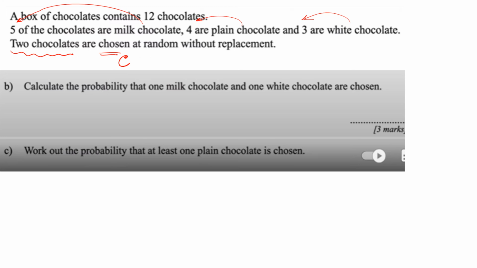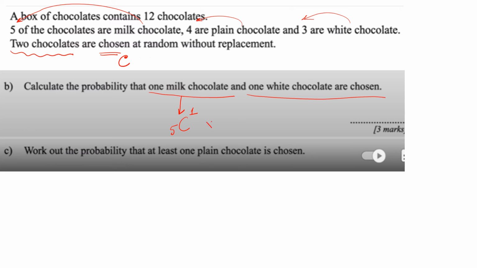Calculate the probability that one milk chocolate and one white chocolate are chosen. So you have to select one milk chocolate from the milk chocolates. How many total milk chocolates are there? There are 5 milk chocolates. Out of the 5 milk chocolates, you have to select only one.